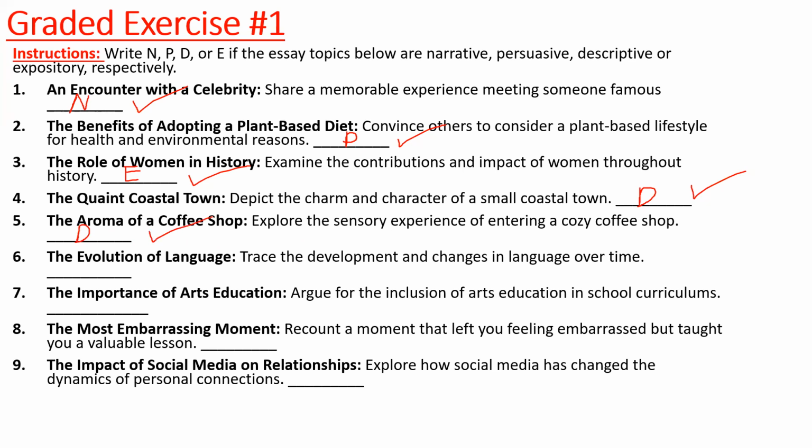Number 6, the evolution of language. Trace the development and changes in language. Expository. Very good. Number 7, the importance of arts education. Argue for the inclusion of arts education in school curriculum. What is this one? Persuasive. Very good. Number 8, the most embarrassing moment. What is that one? Narrative essay. Very good. And number 9, the impact of social media on relationships. What is that? Expository. Very good, expository.